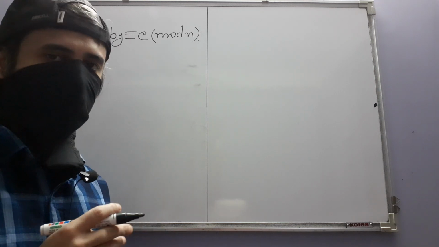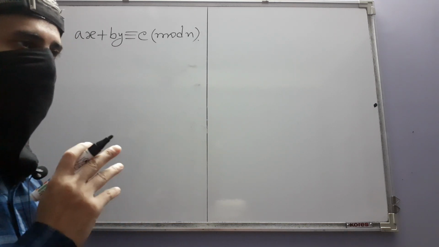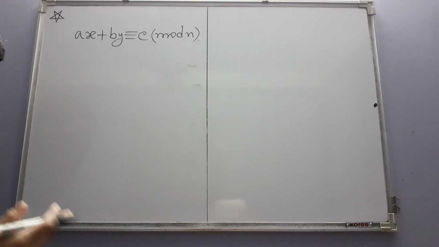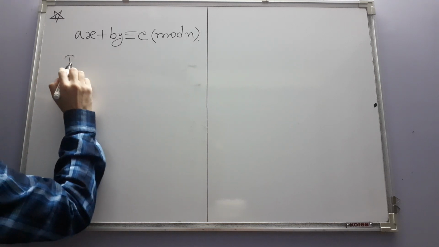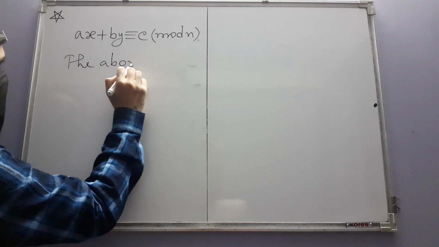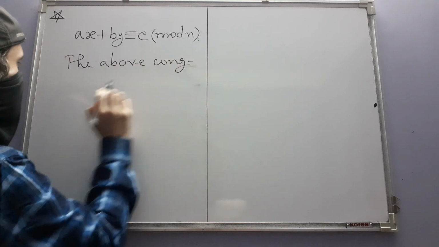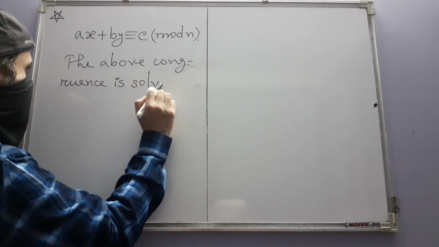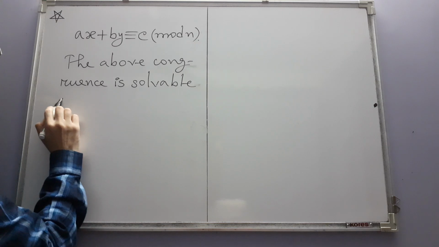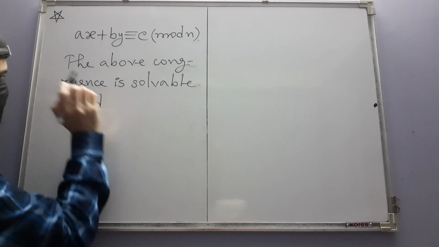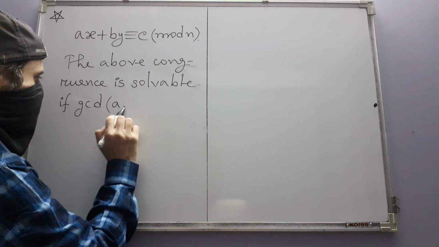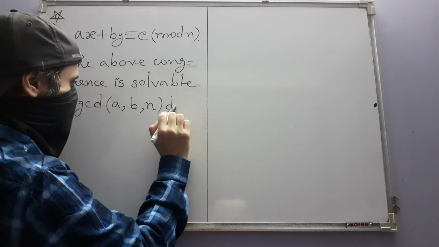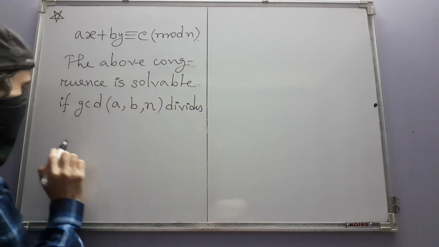Now, just like what we had seen in theorem 4.7, a condition for solvability of this congruence similarly is this: the above congruence is solvable if the greatest common divisor of a, b and n divides c.